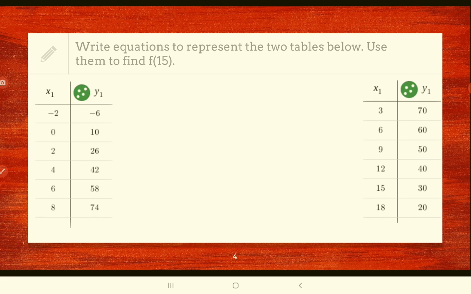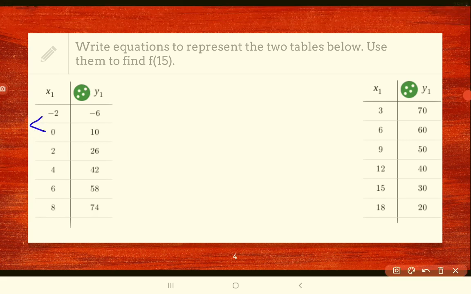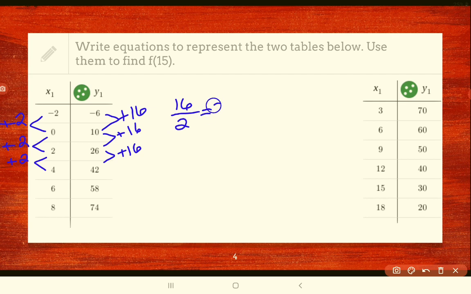Here's how I do it if I know that it's linear. The first thing I do is I look for a pattern, okay? So I say, look at this table here. What's the pattern on the x side? Well, every single time, they're going up by 2. What's the pattern on the y side? Well, every single time, they're going up by 16. So if I wanted to write this as an equation, what's the pattern? Well, your pattern is the rise is 16 and the run is 2. So what's 16 over 2? That's 8. Okay? So there's part of my equation.